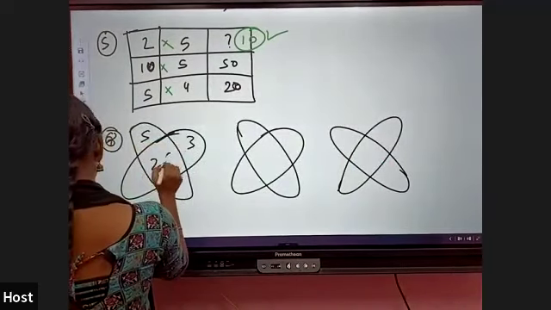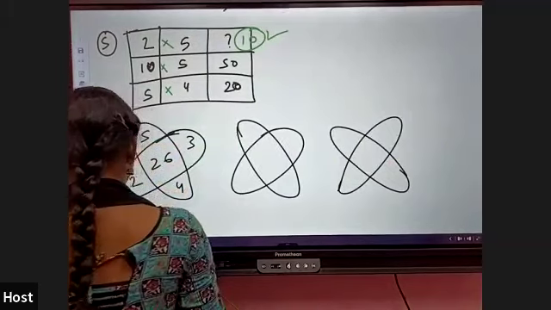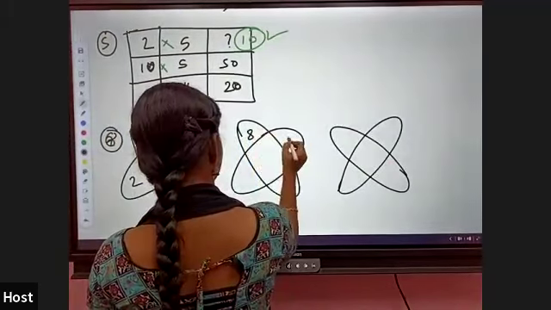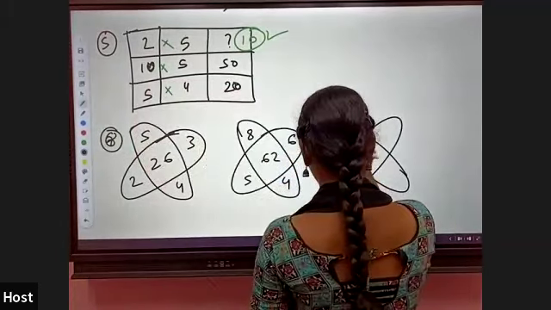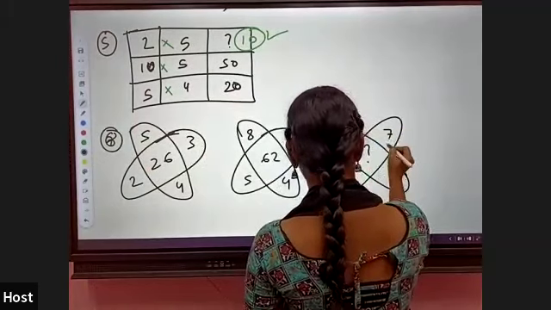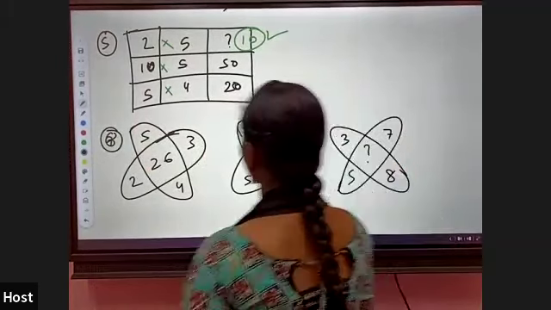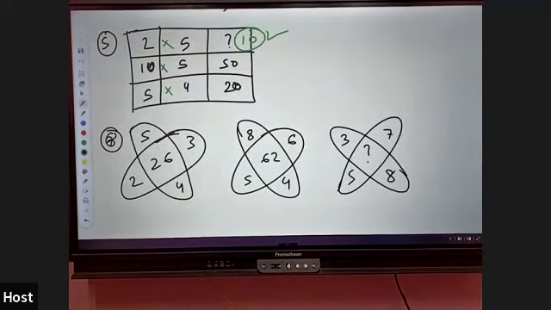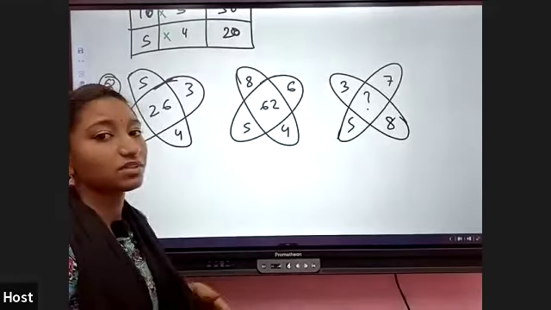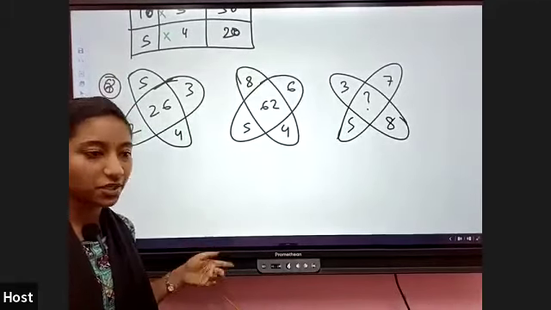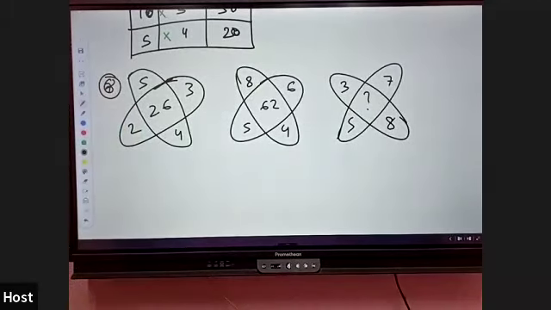5, 3, 26, 2, 4, 8, 6, 62, 5, 4, 3, 7, question mark, 5 and 8. So, this is the missing term question. Okay. So, this is another figure. This is another model in the missing term. So, there is no particular model in the missing term. They may give different shapes or they may give different themes in the missing term.